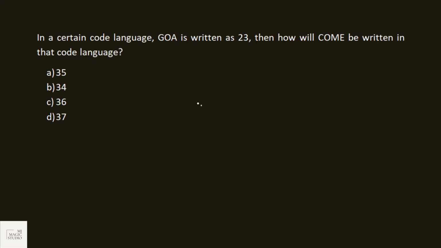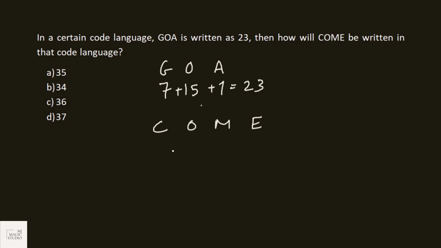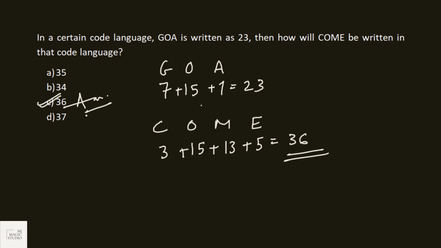Okay, one more on the screen, and here we have again the same question as we have done in the previous one. In a certain code language, Goa is written as 23. Let's check with our first instinct. G is 7, O is 15, and A is 1. If we add up, it gives us 23. That means for come, we just need to put their respective numerical positions in the English alphabet. C is 3, O is 15, M is 13, and E is 5. So this is 18 plus 18, that is 36. Option C should fit in.